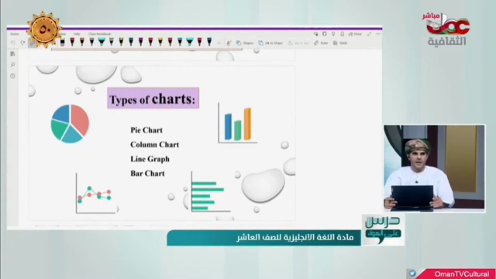Here, as it is introduced in your lesson, we have different types of charts. We have pie chart, we have column chart, and we have line graph, and we have bar chart. Okay? Don't get confused. If you understand how to write about one of them, then the rest is easy, inshallah.